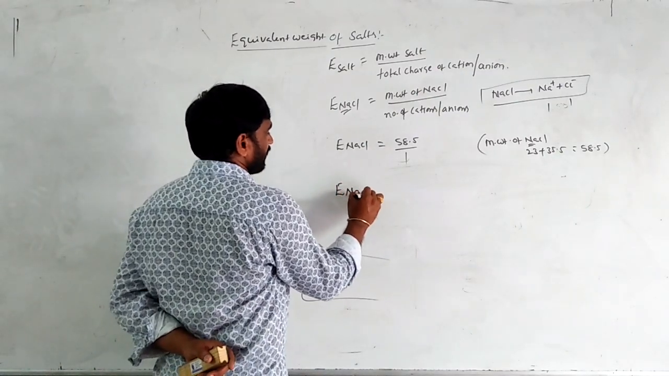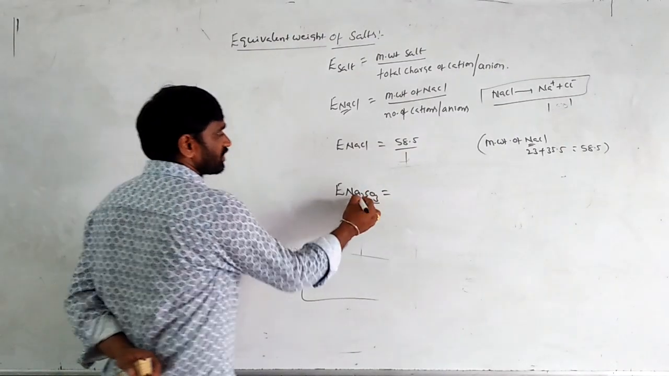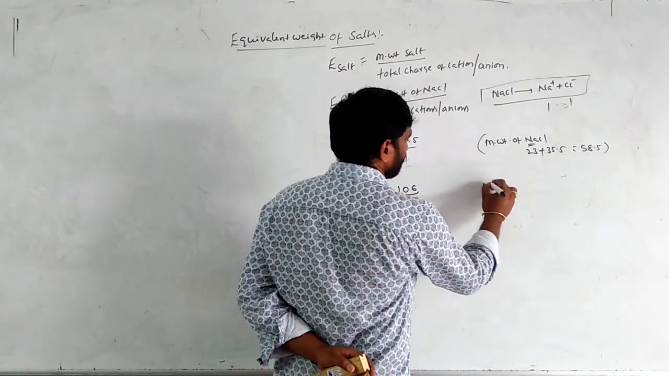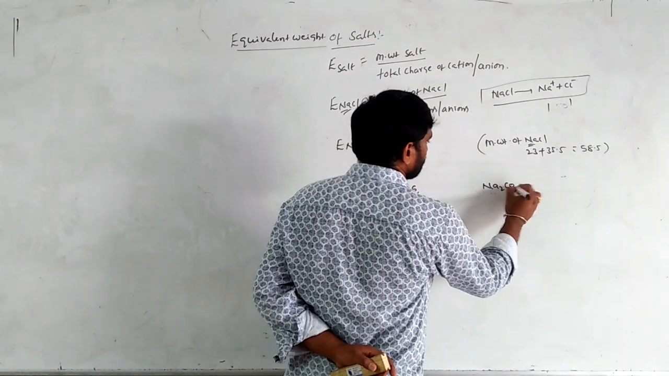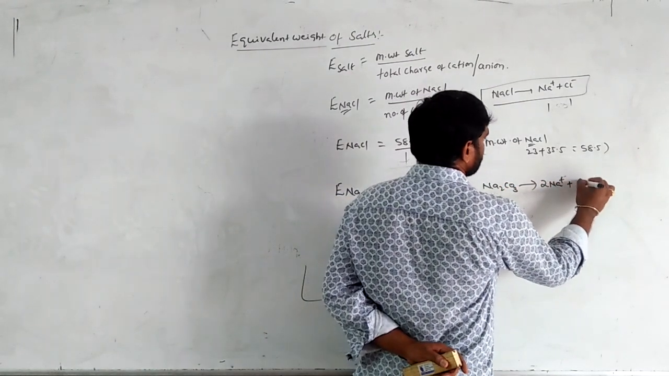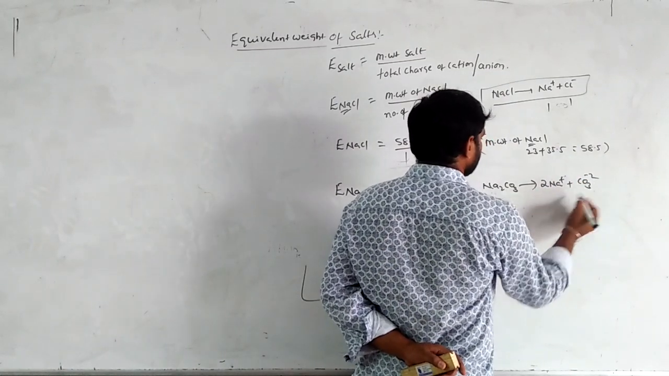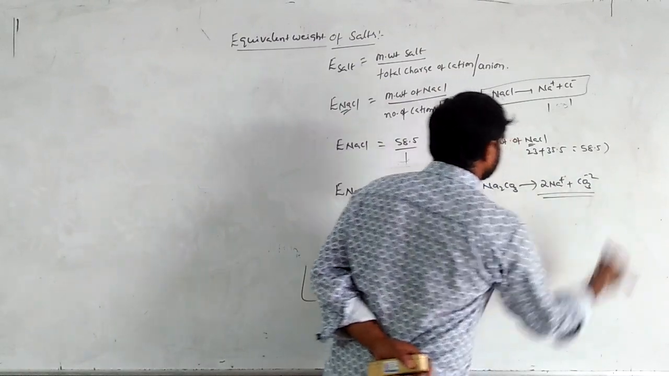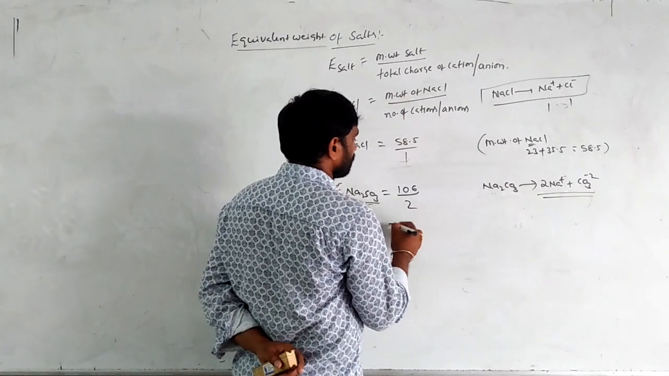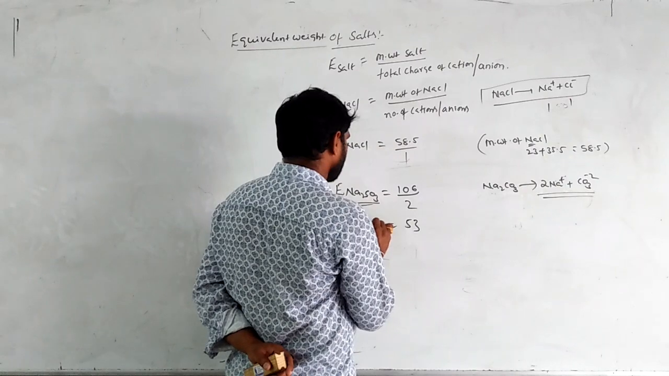Equivalent weight for Na2CO3 equals molecular weight of Na2CO3, 106, by number of cations. Na2CO3 dissociates into 2 Na plus ions and CO3 2 minus. So this is number of cations, 2, 106 by 2 equals 53. This is the equivalent weight for Na2CO3.